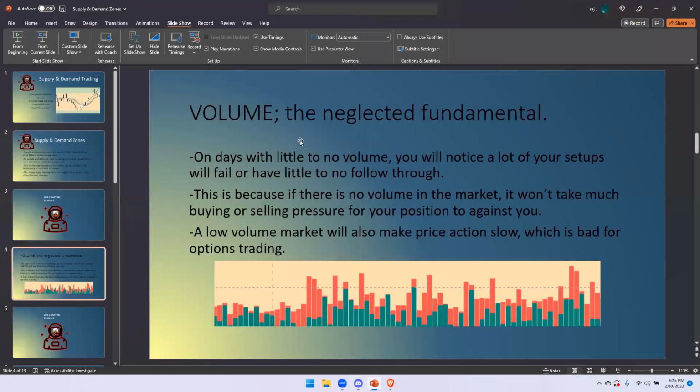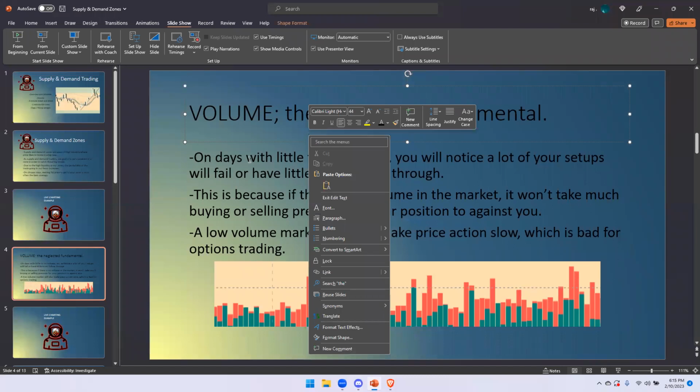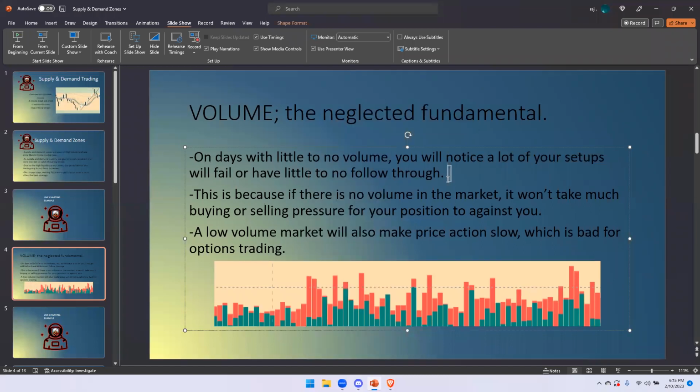All right, so we're going to go over volume real quick. I don't hear enough people talking about it. Yesterday was kind of the perfect example, and today a little bit. On days with little to no volume, you're going to notice a lot of your setups will fail or have little to no follow through. These are the days where your A+ setups only work maybe 10-15% of the time, because there's just not a lot of volume in the market.